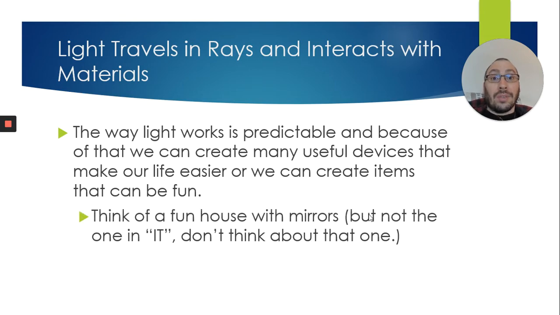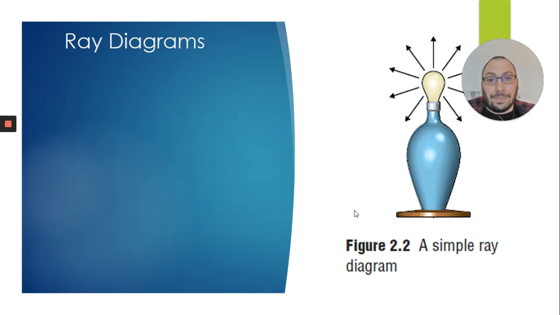Okay, so think of funhouse mirrors. Okay, not the one in It. Okay, don't think about that one, but think about funhouse mirrors and the way light behaves. And if you've ever been in a funhouse mirror maze and whatnot, it's really hard to get through. You can see your reflection many times when in reality you think you can turn left, you can't, those types of things. Okay, so because of the way light works, we can make things like that, as well as a whole bunch of other things like the devices we talked about in topic 1.2.